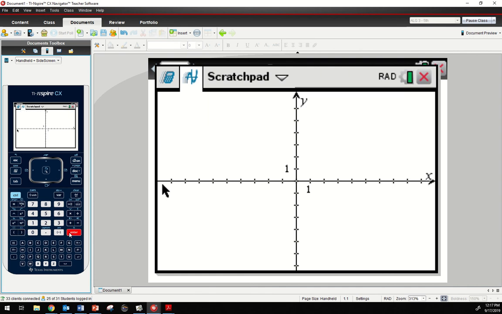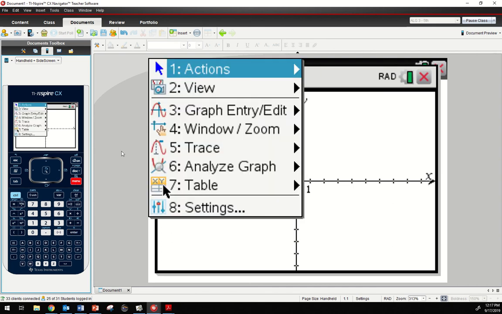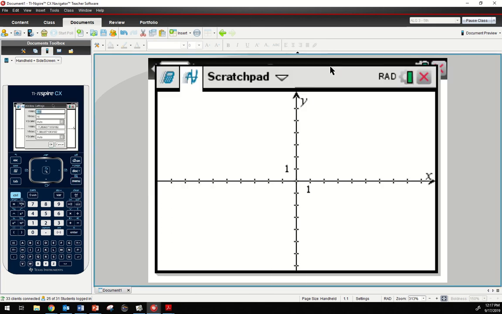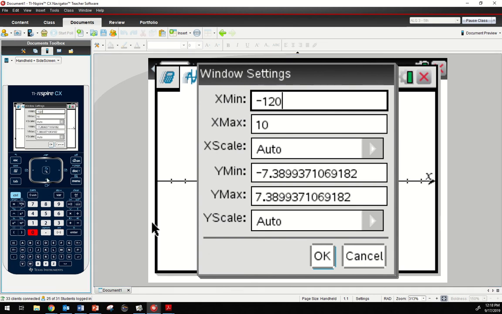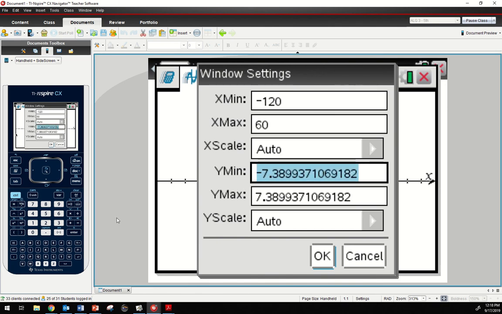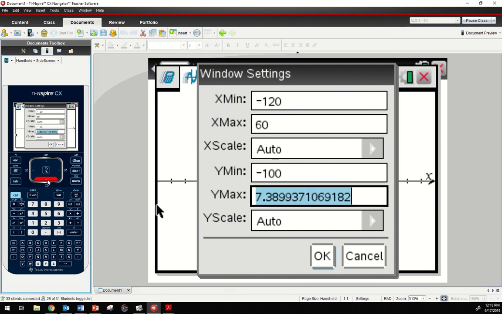There we go. So if you notice on my graph by itself right now, if I'm just looking at only my graph, is my graph even on there? Can't see it because it's outside my window, right? So menu, window. We said negative 120. X max. What do we say? 60? Yeah, I went up to 60. Y min. Let's just go negative 20. You know what? It's big numbers. So I'm going to say negative 100. And positive 100.